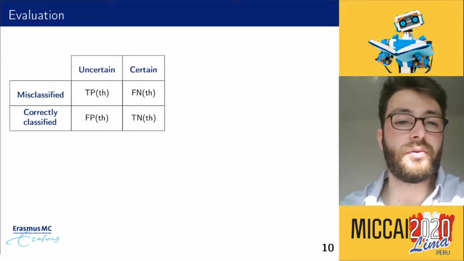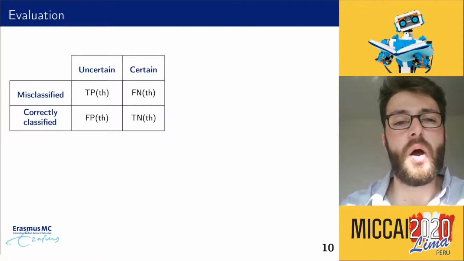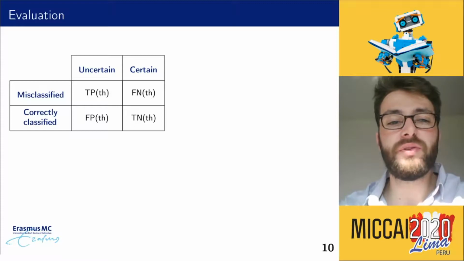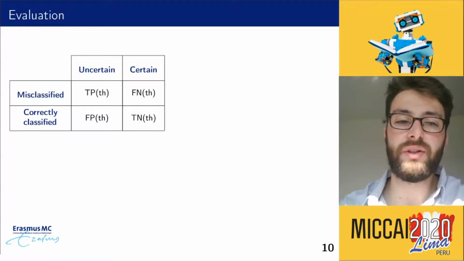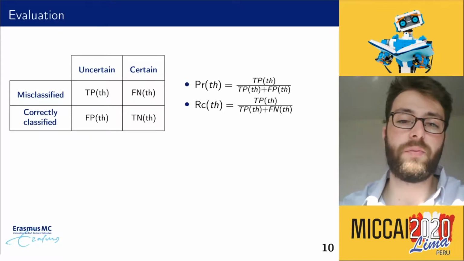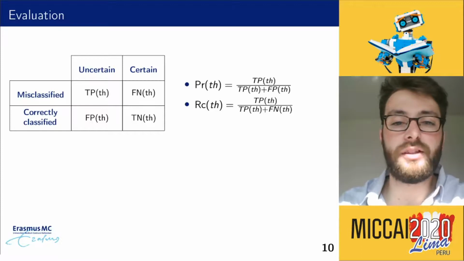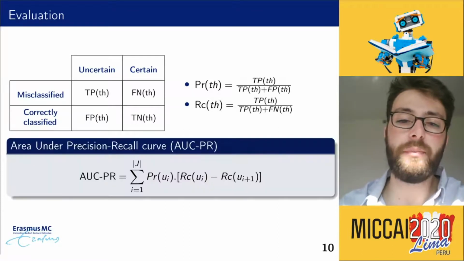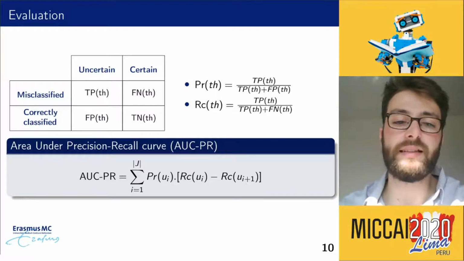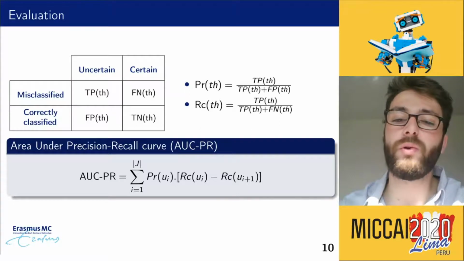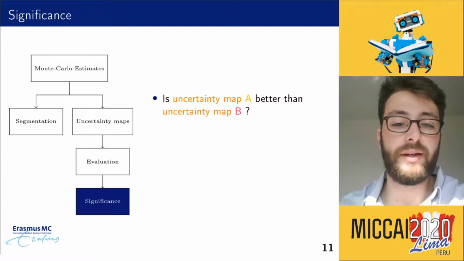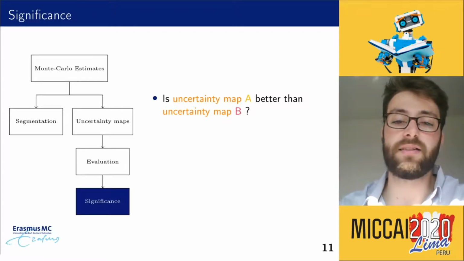Then, as we want to see uncertainty as a predictor of misclassification, we can define a true positive as a voxel that is uncertain and misclassified for a given value of threshold. From this, we derive the definition of precision and recall, and by integrating over all the different values of threshold, we can compute the area under the precision recall curve. So now that we evaluated our results, let's assess their significance.